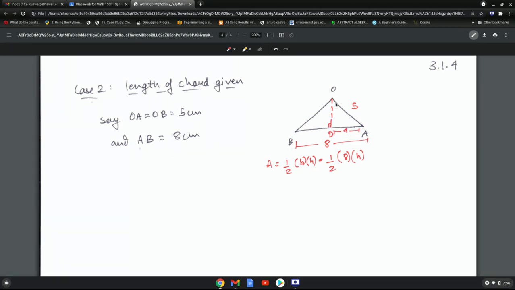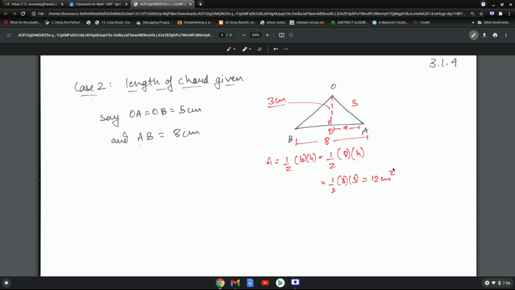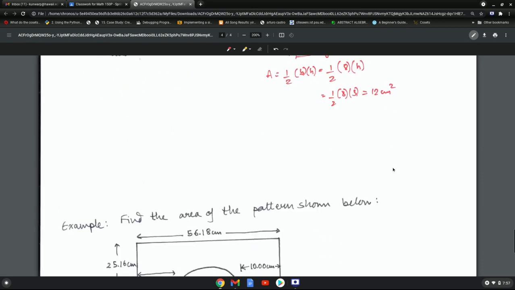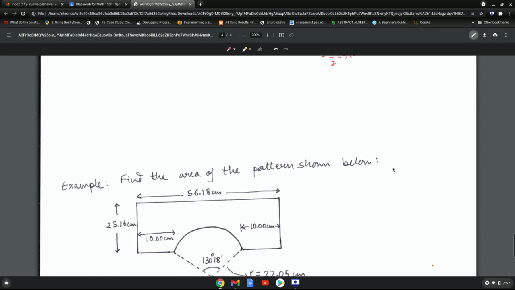Why? Same reason. Drop a perpendicular from the center of a circle to a chord and that bisects it. Again, by Pythagoras, this is going to come out to 3 centimeters. So the area is 1/2 times 8 times 3. It's 12 centimeters squared. Once you have that, you already know how to find the area of a sector. You can use the area of the sector, subtract the area of the triangle to get the area of the segment.